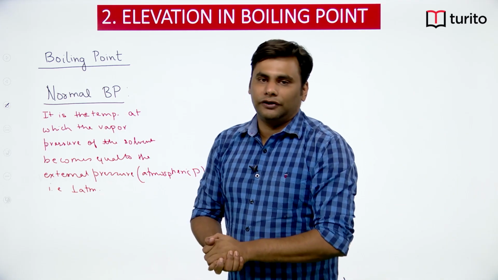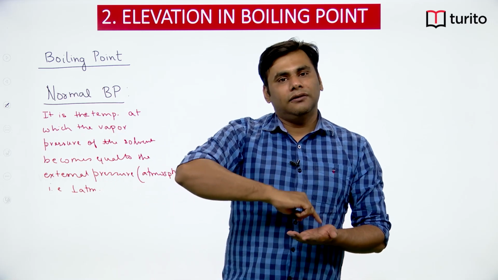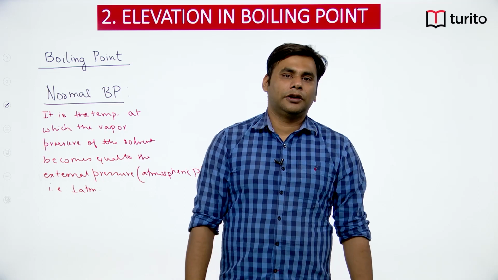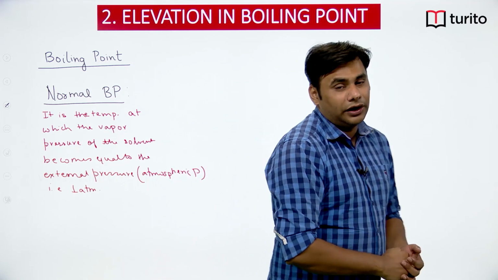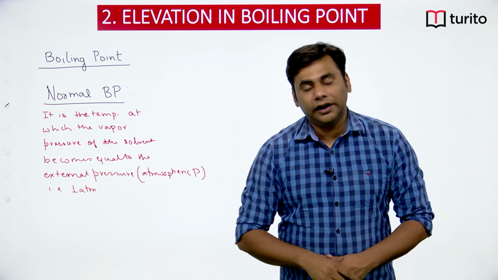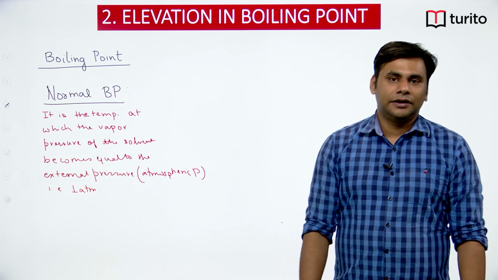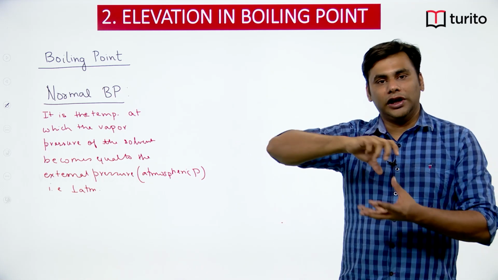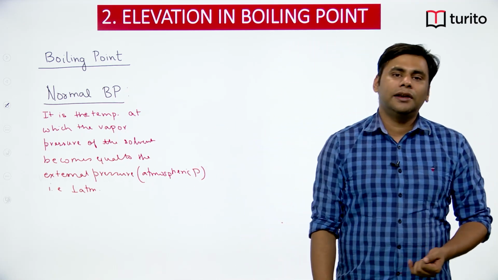of the atmospheric pressure so that it starts boiling and the vapors are forming and they are going outside into the surrounding. So you can see that when we have mixed a non-volatile solute in a particular solvent, the boiling point of that solution increases. Okay, so this is called as elevation in boiling point. Boiling point elevate ho gaya, boiling point बढ़ गया. So this is called as elevation in boiling point.